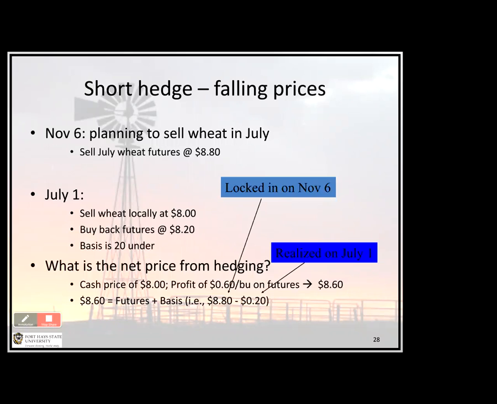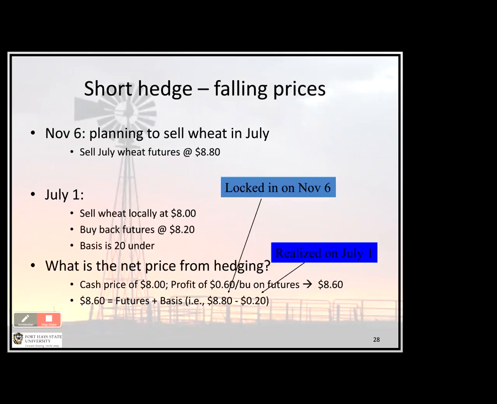We locked this 880 in on November 6th, so that we locked the price in, the futures price we got locked in with our hedge. And then our basis was realized on July 1st. As a hedger in this example, ultimately all we care about is our net price. We don't care ultimately what we made in the cash versus on the futures. We just care about when you put them all together, what I end up getting for my wheat.